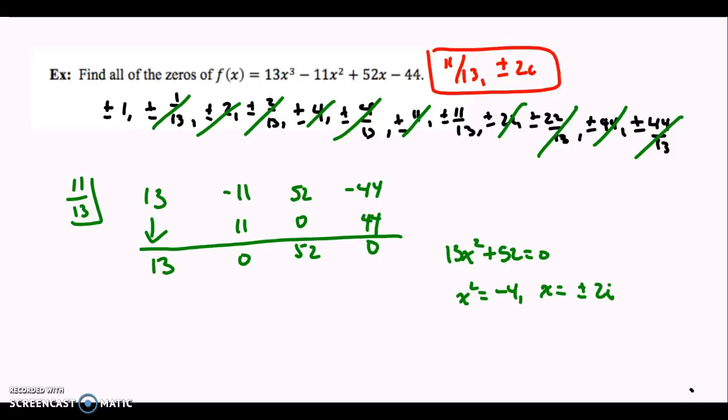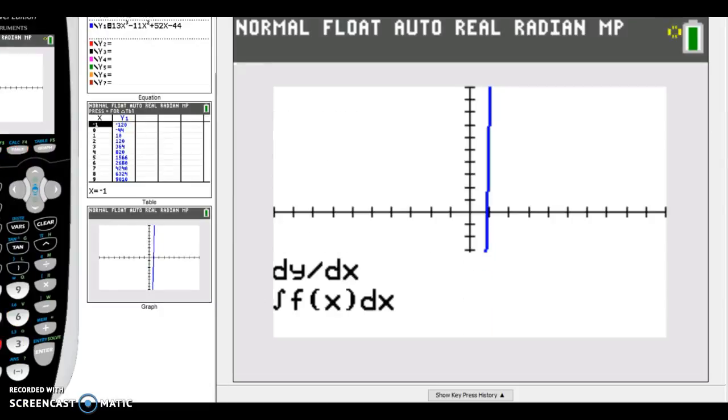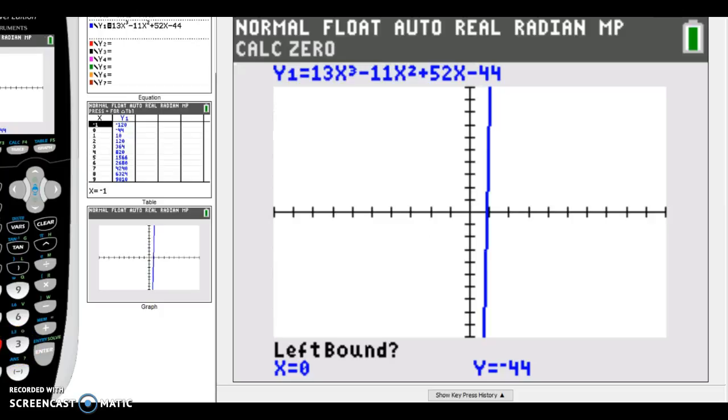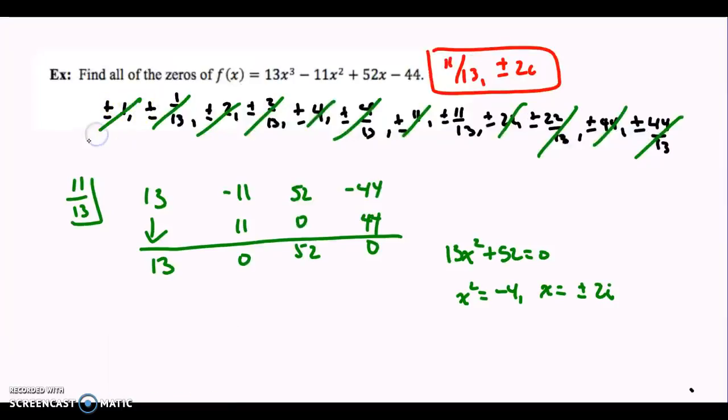And finally, if you did this part, where you actually tried to find the zero here, we'll do choice number 2. I'll do my left bound of 0. I'll do my right bound of 1. And I'll just leave it as a guess. And let's see what the calculator thinks. It gives me 0.846. What that tells me is that plus or minus 1 is out as well. So I'm going to guess that the root is 11 over 13. And that was my logic for coming up with 11 over 13 for synthetic division.